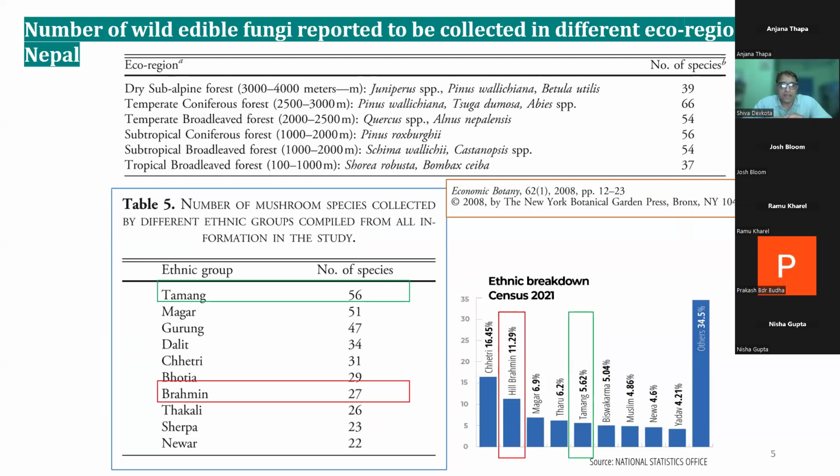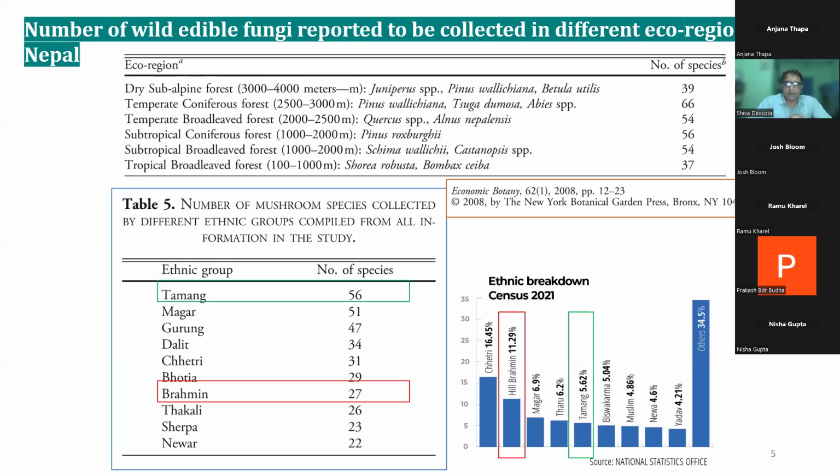So why I'm showing this graph from our research is because that's the main reason why Tamang communities are more vulnerable to mushroom poisoning. So we should work among the Tamang communities. We should work among the Magar communities, because they are the real victims. They are the real mushroom loving communities, and they are also the real victims because of mushrooms.